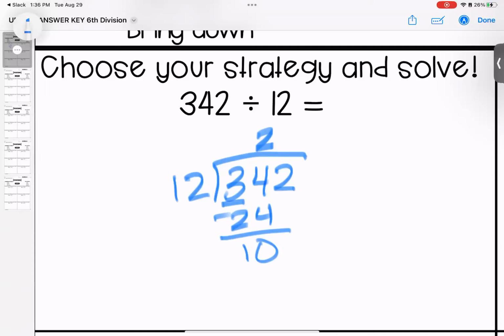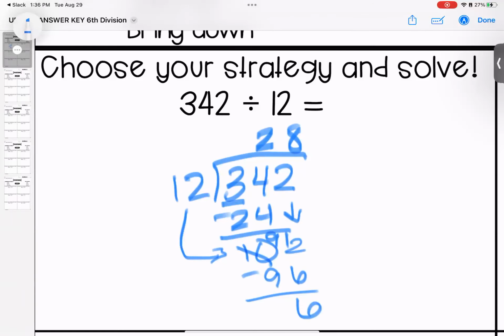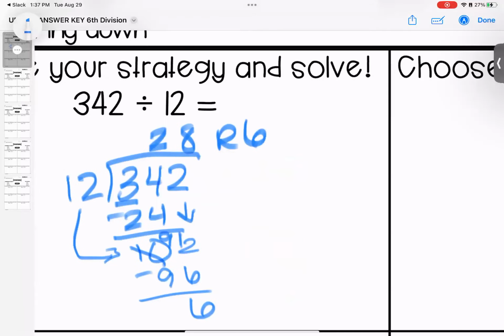Now 10 sounds big, but 10 is smaller than 12, which means that this is okay. I'm going to bring down my 2. I start again. How many groups of 12 can I take out of 102? I can take 8 because 8 times 12 is 96. When I do 102 take away 96, I'm going to borrow, and I'm going to end up with 6. So this first answer is 28 with a remainder of 6. Questions? Bring them to class.